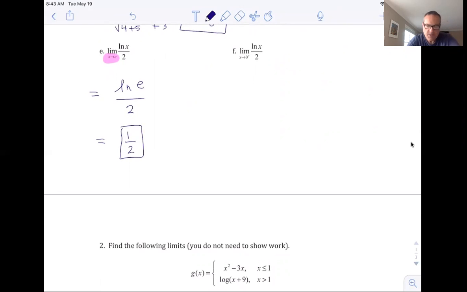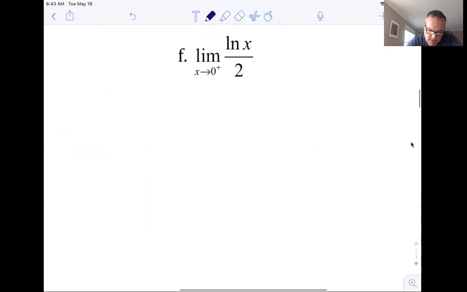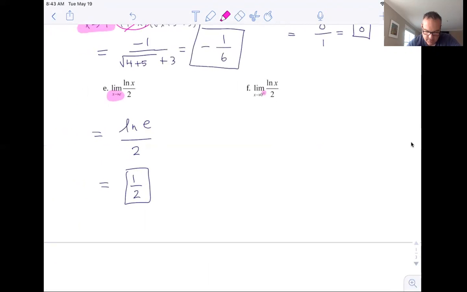Now the natural log of 0, you cannot plug in 0, right? The natural log of 0 is undefined. So if I'm looking at f, I can't plug it in. But guess what? There's this little plus sign. That means, of course, the right-hand limit, or just to the right of 0. So numbers that are just barely positive, which you can take the log of.